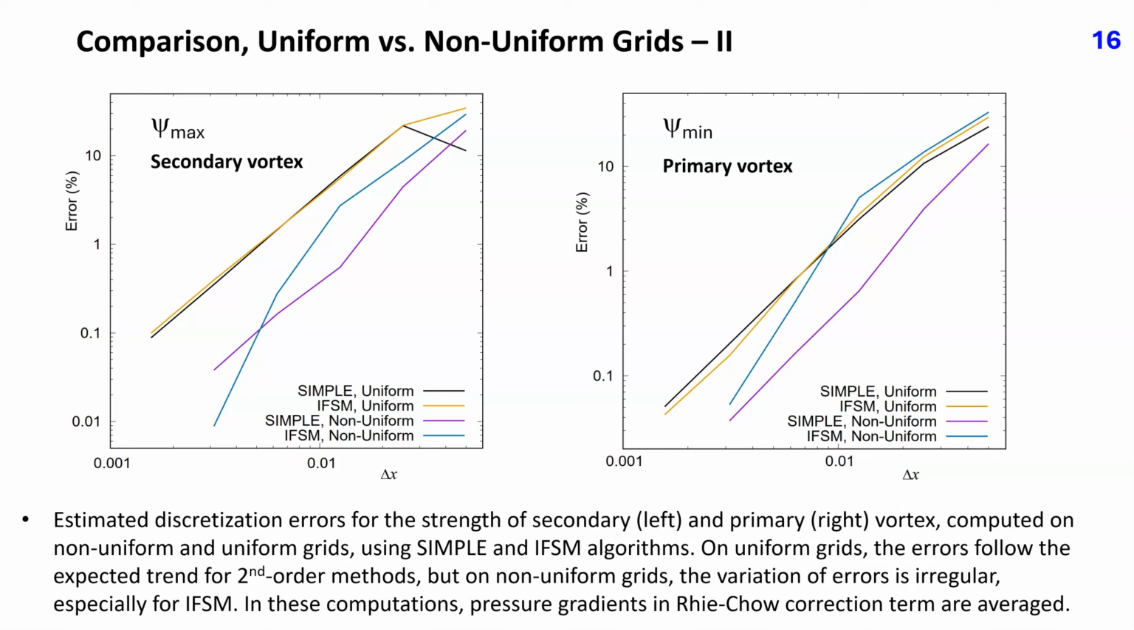These plots show the estimated discretization errors for the strength of secondary and primary vortex computed on non-uniform and uniform grids using SIMPLE and IFSM algorithms. On uniform grids, the errors follow the expected trend for second-order methods. But on non-uniform grids, the variation of errors is irregular, especially for IFSM. In these computations, pressure gradients in the Rhie-Chow correction term are averaged. It was assumed that the cause of this irregularity has something to do with the Rhie-Chow correction, and its effects were closely investigated.